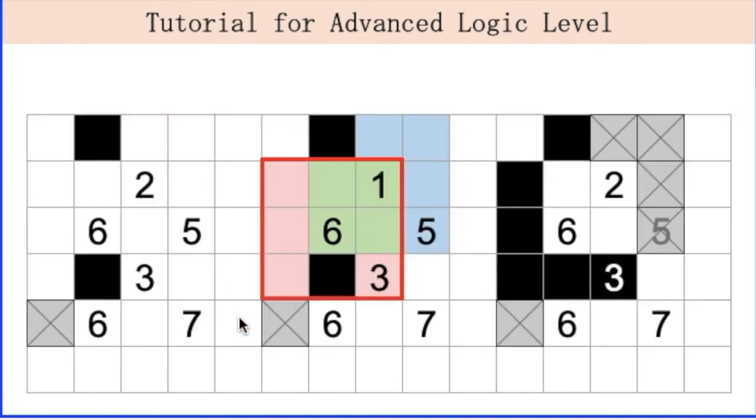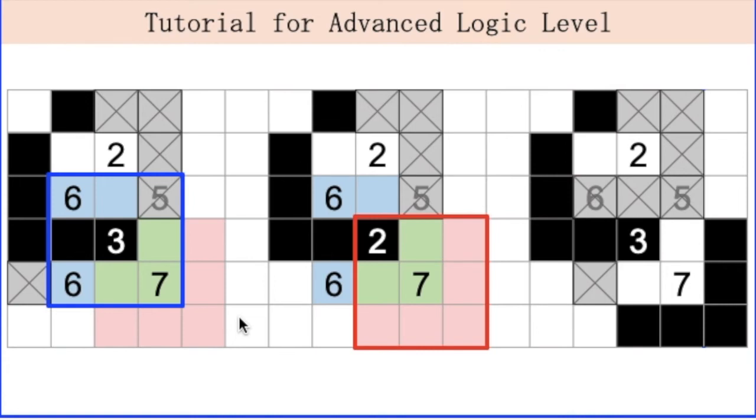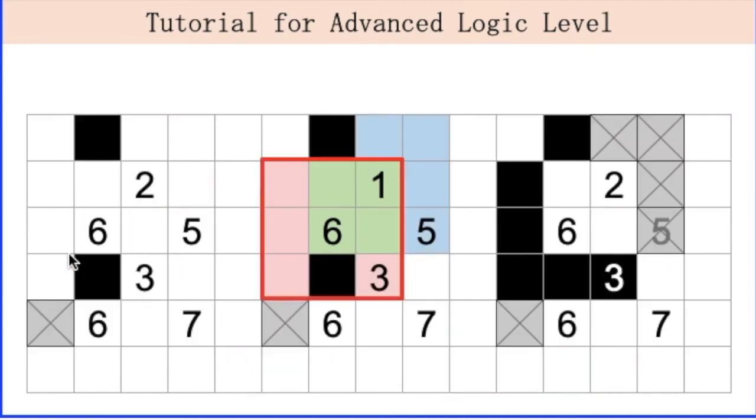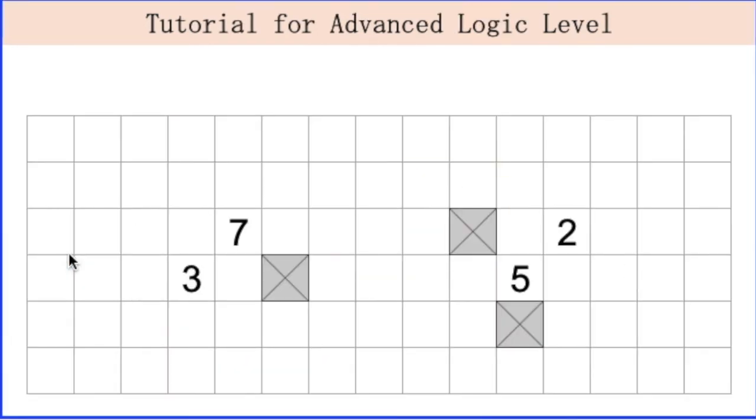Okay. So what about the larger number? Not the 3, but what about the 6? Let's take a look at that. In this case, we have 3 and 7, and there's a gray space in the area surrounding the larger number, which is a 7 here. And 2 and 5, 5 being the larger number, and if you look at this, there are 2 gray spaces in the area surrounding the 5. So those are the things that we have to look for, okay?